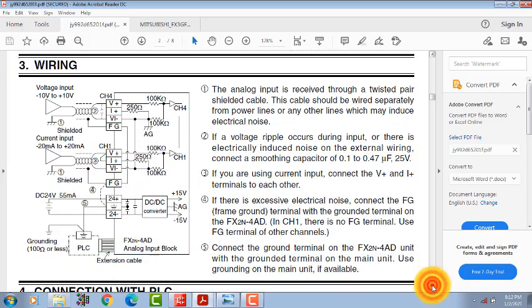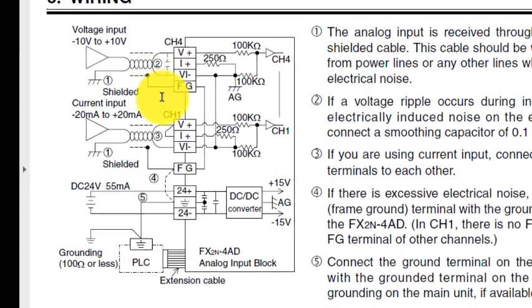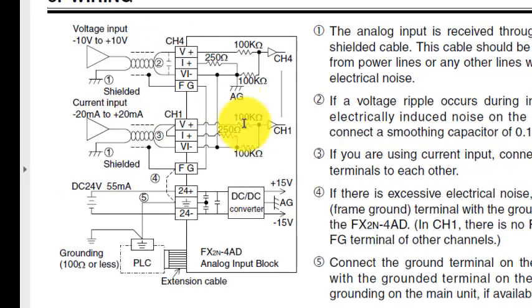This is the wiring diagram, which is very important. You can see the wiring of channel number 4 and channel number 1. This is the FX2N-4AD module, and this is the 24 volt supply of the module. If your voltage input is minus 10 volt to plus 10 volt, then you have to use only V plus and VI minus, the two points, and attach two wires to the module. Then you will read the voltage input.